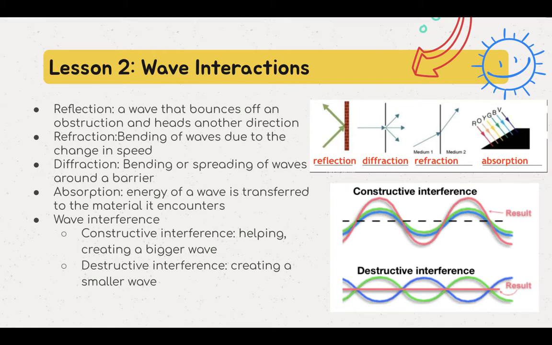Then there's diffraction. Diffraction is the bending or spreading of waves around a barrier. Okay, so it could either be a little gap or it could be a barrier. So that's just the bending or spreading of waves around a barrier. For instance, if there was a wave pool and we put a wall in between, we would see that the waves, when they come in to the wall, are going to bend around that barrier.